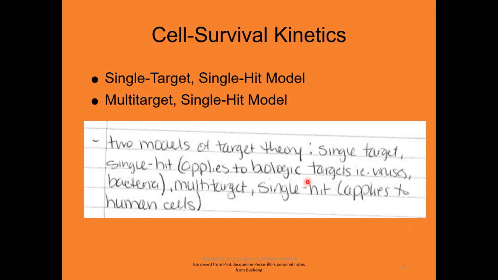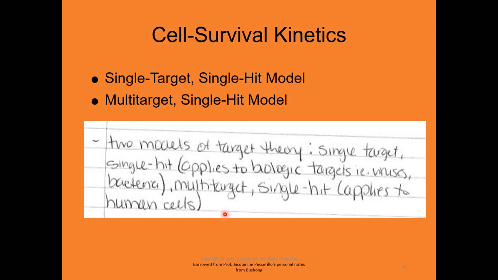I'm dying. Okay. This is your single and your multi-target hit models. That's super confusing in your book, but we kind of broke it down nicely. What you just need to know is that there are two models of the target theory, and that your single target, single hit applies to very basic single cell organisms like viruses and bacteria. Your multi-target, single hit applies to human cells, because the cells are more complex, it becomes a multi-target.